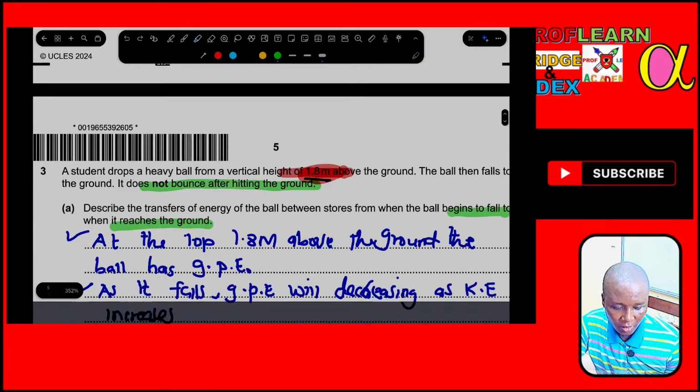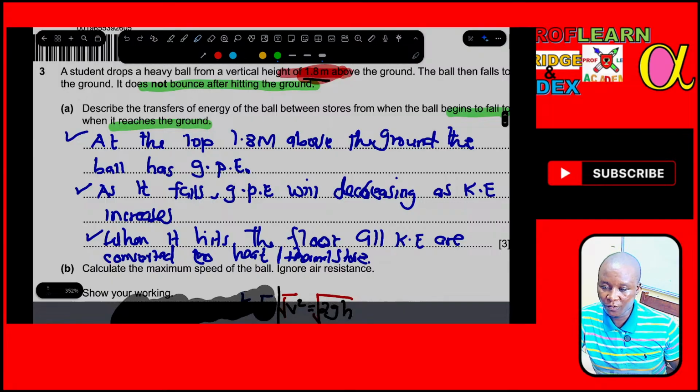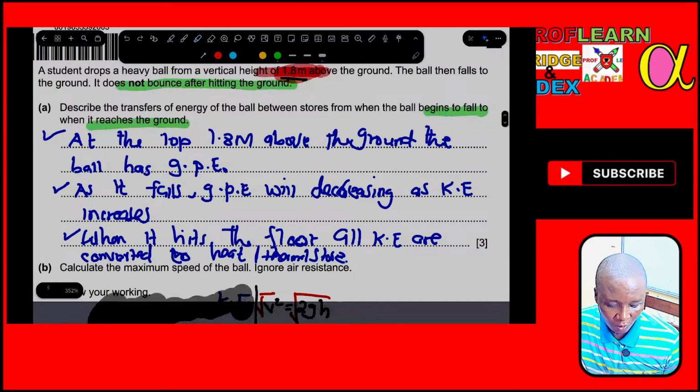In question number 3, it was about conversion of energy from one form to another. In this scenario, a student drops a heavy ball from a vertical height of 1.8 meters, and it hits the ground without bouncing. So that means all the energy that the ball was having will be converted to another form. We are supposed to describe the transfer of energy of the ball between different stores, from where the ball begins to fall until it reaches the ground.